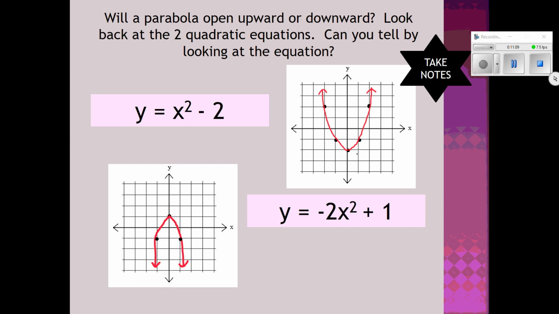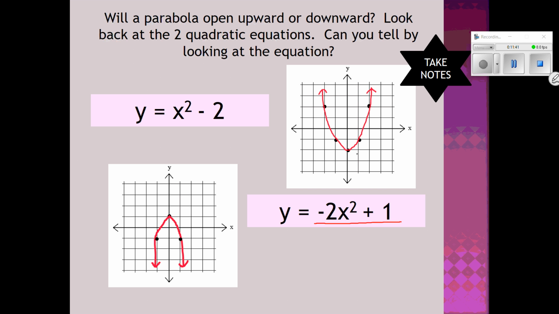Let's look at some other attributes of quadratic functions. You can actually tell by looking at the equation whether the parabola is going to open upward or open downward. If you look at the first equation here, y equals x squared minus 2, if I were to graph this, you would see how it's graphed. Notice that it's going up. On the next one, we have y equals -2x squared plus 1. When we graph it, notice it's going down.